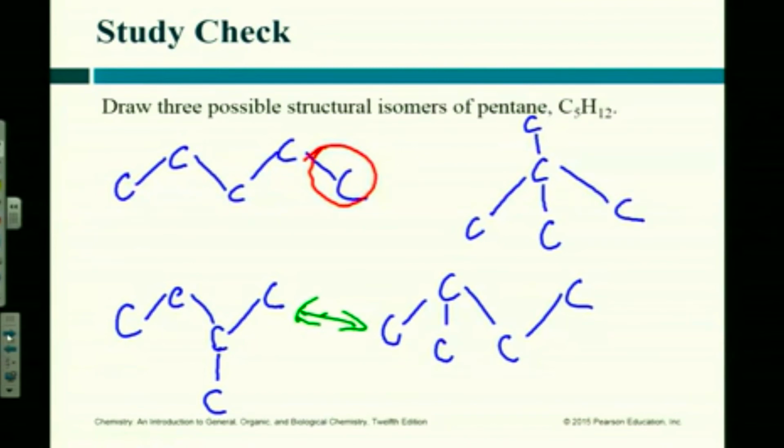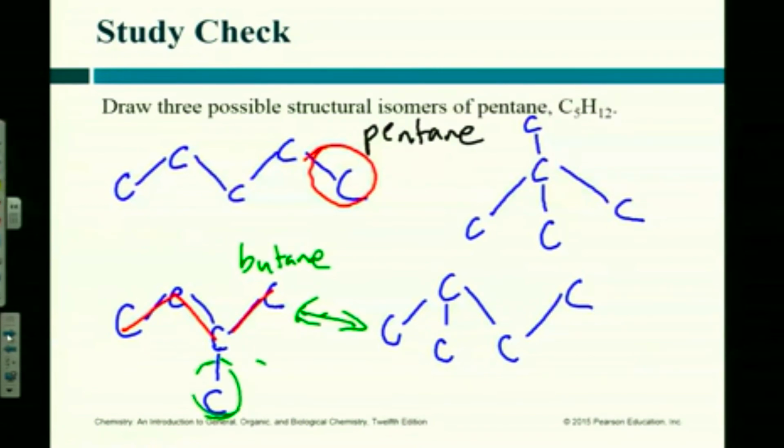This one right here is pentane. Everybody agrees with that. Now let's look at this one down here. I've got 1, 2, 3, 4 carbons, so that makes this butane. But it's still got something sticking off down here. This is 2-methylbutane. That thing sticking off is called a methyl group. One carbon is called a methyl group. We're going to get there.